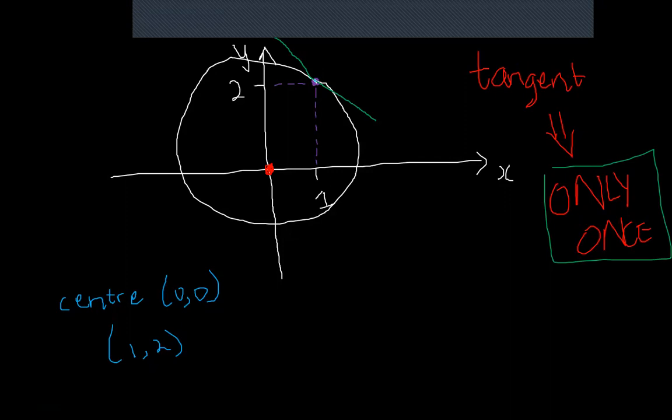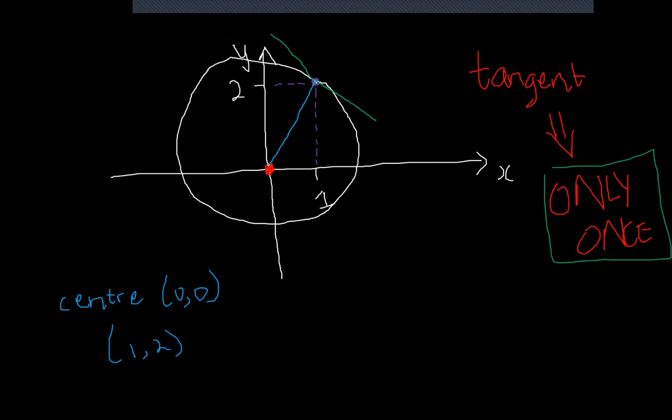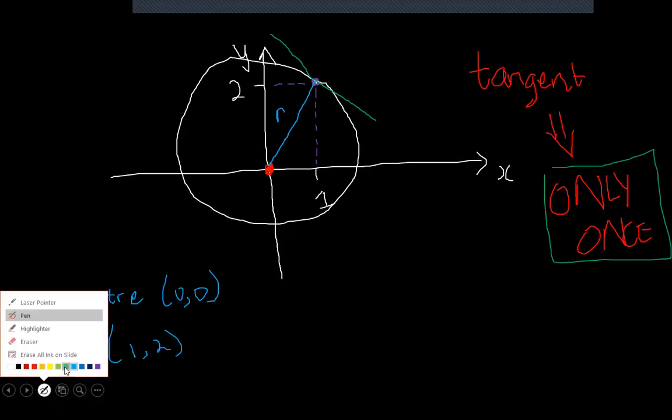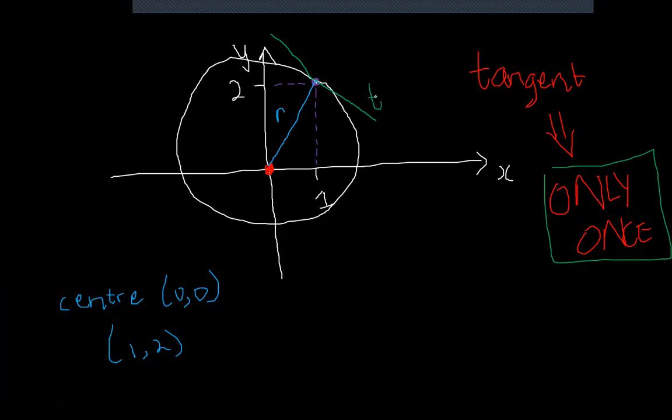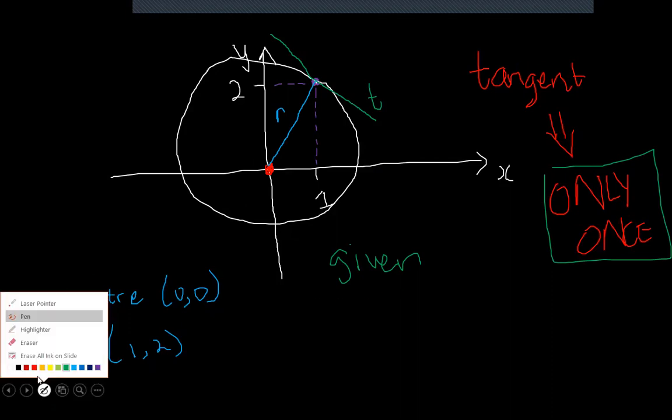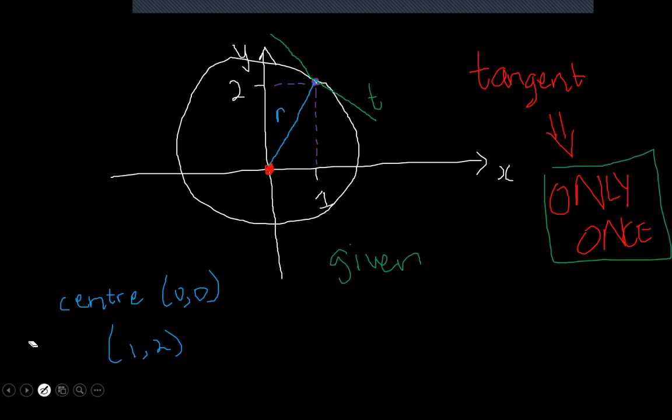This is my radius right here. I'll name this R. I'll name the tangent T. Why I said that we need to use the given point when finding the equation of the line and not the center, it's because of this. Let me erase.